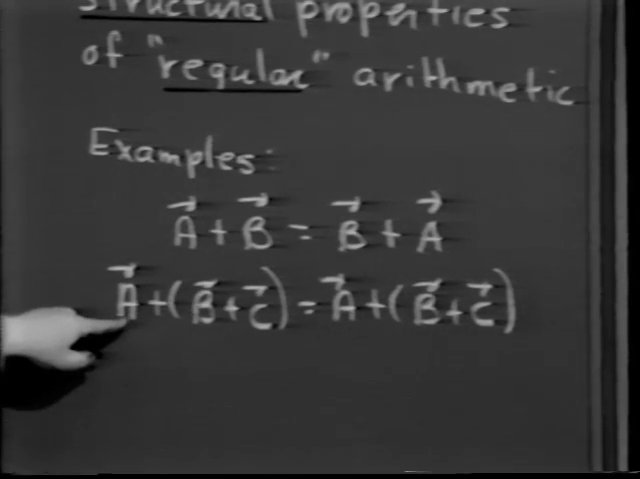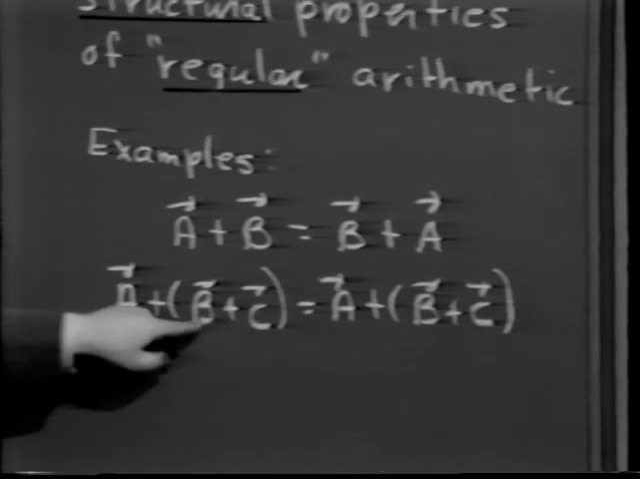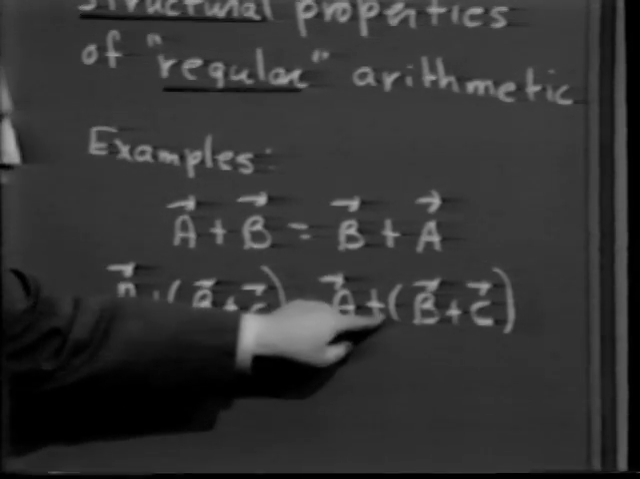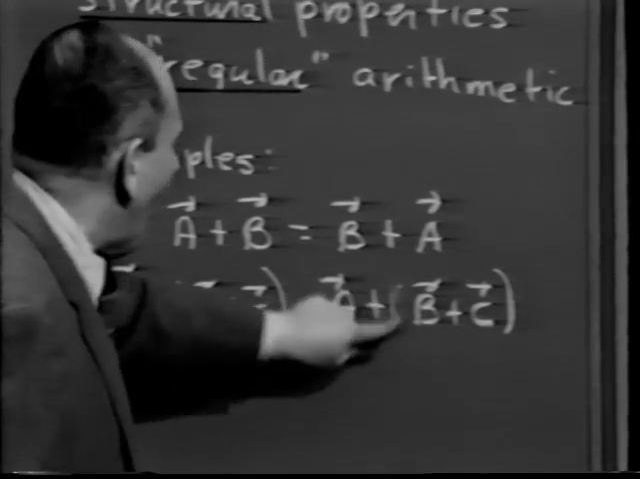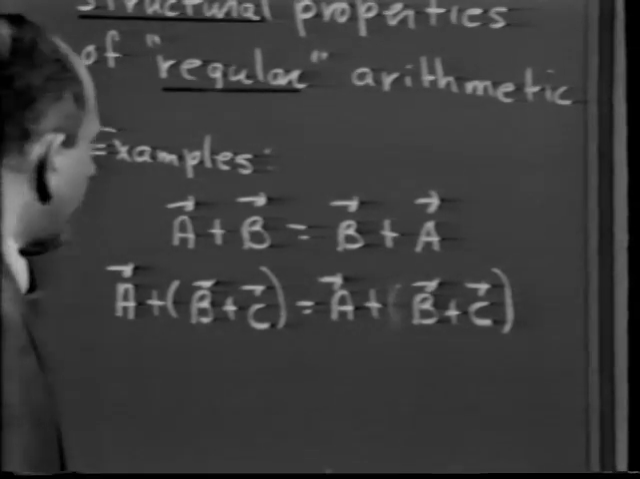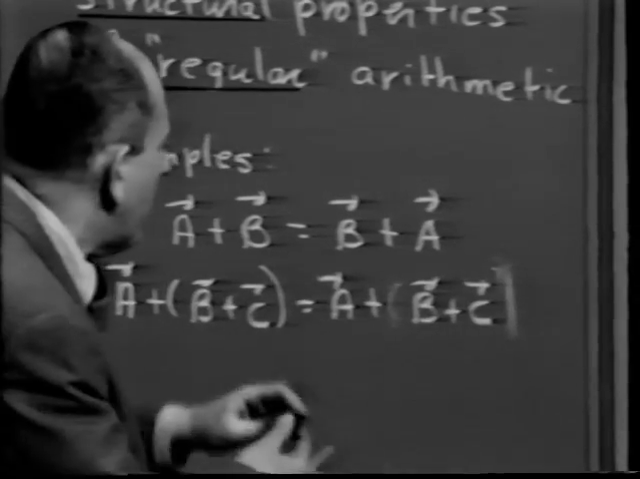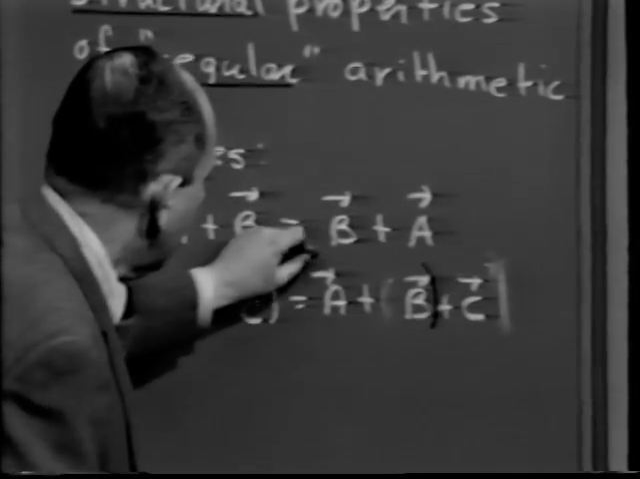Or, for numbers, we already know that a plus b plus c equals a plus b plus c. That doesn't look right. By the way, what I wrote there wasn't false. It was certainly true, but it was too trivially true.